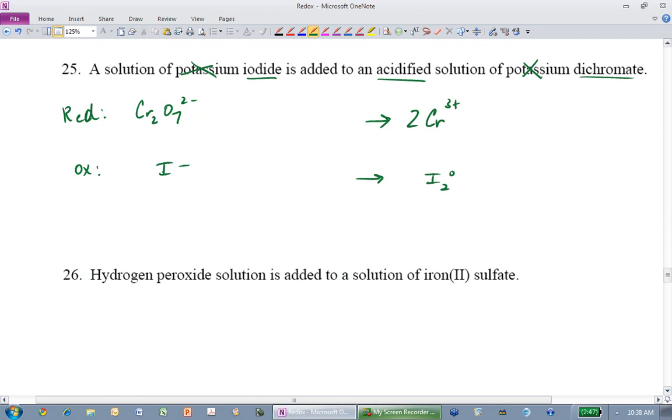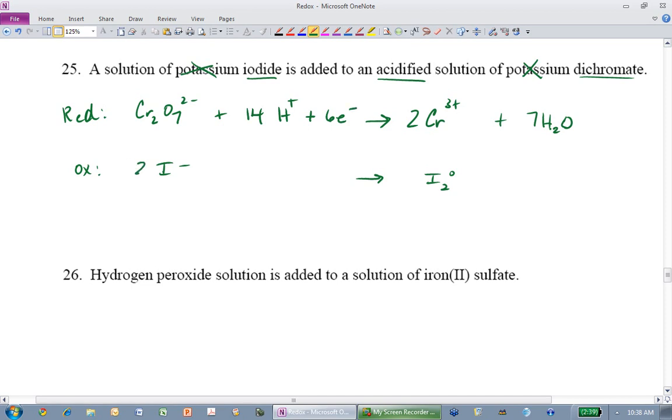Well, I see 7 O's on the left, so I need 7 waters to make that work. I'm having trouble writing a 2 today, aren't I? And then that means I have to force 14, count them, 14 H pluses over on this side. And so that makes a deficit of, let's see, 14 plus and a 2 minus makes a +12 versus a +6. So I need 6 more electrons to make that balance by charge.